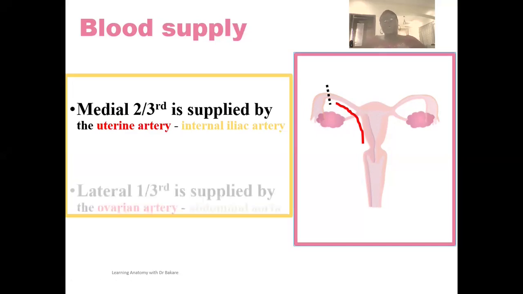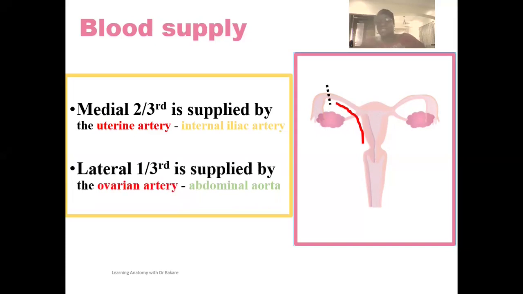While the lateral one-third is from the ovarian artery. This is where we have the ovarian artery providing blood supply to the lateral one-third of the uterine tube. And if you look at how it is positioned, you see that it's actually also close to the ovary. And this is where it is enjoying the blood supply from the structure.